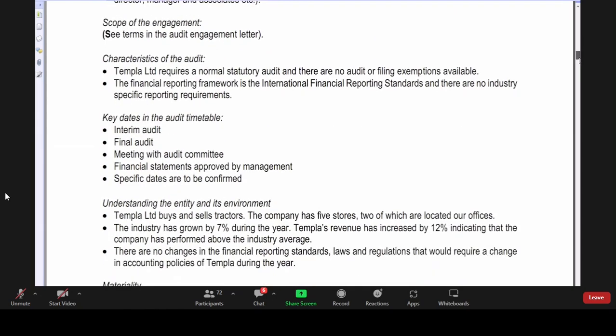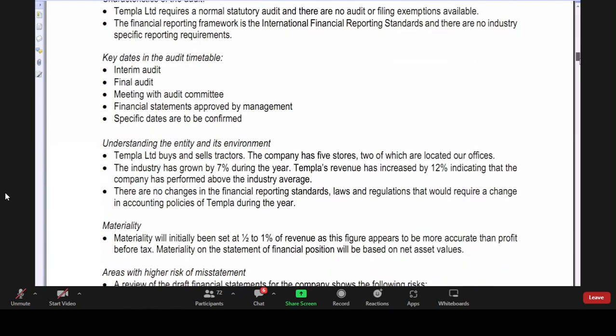Then what do you understand about your client? This is very key. Templar buys and sells tractors. I told you about that. The company has 5 stores, 2 of which are located near your offices. What does that mean? It means that you may have challenges visiting the other 3.